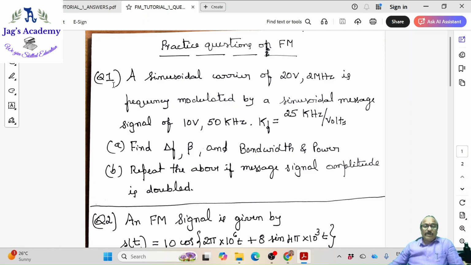Repeat the above if the message signal amplitude is doubled. Suppose the amplitude of the message signal is doubled, calculate again the maximum frequency deviation delta F, beta, bandwidth and power. Let us see how to do this question.